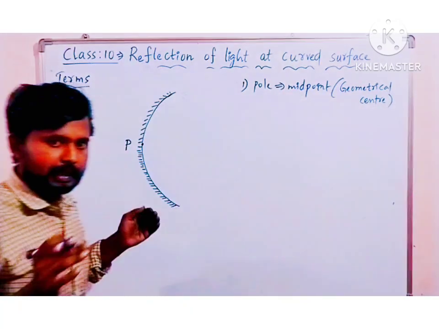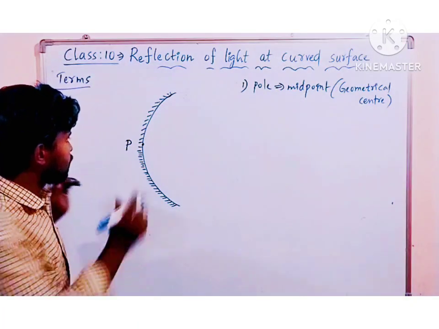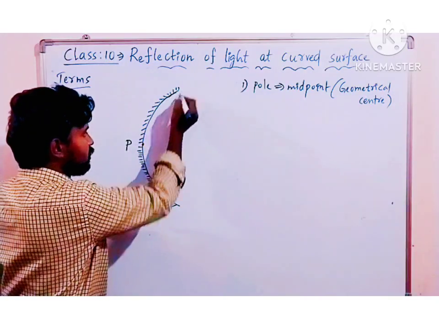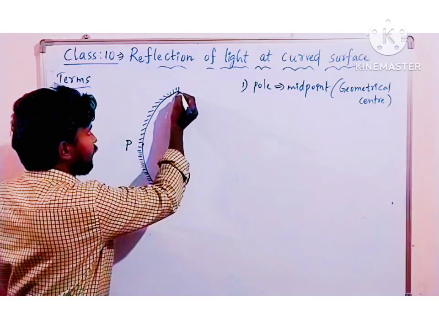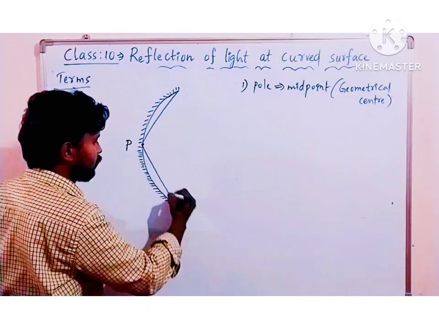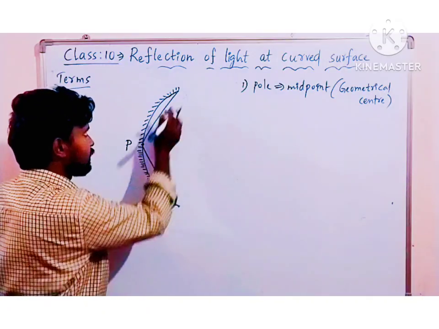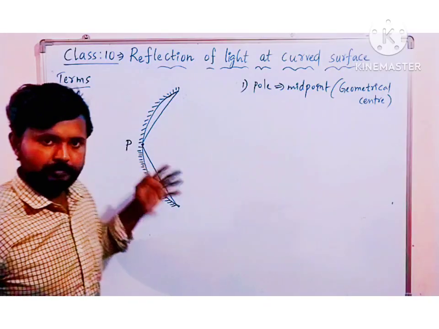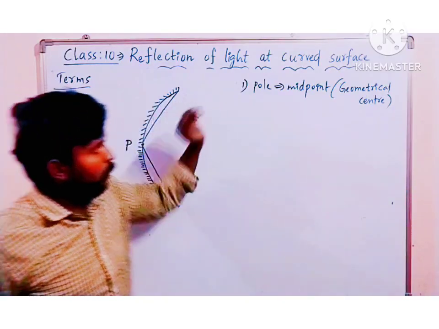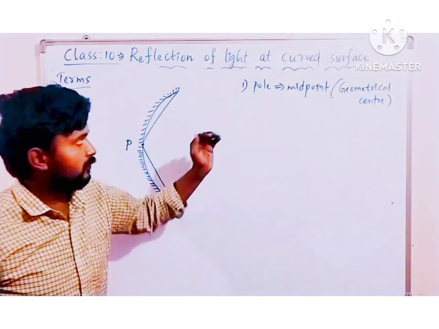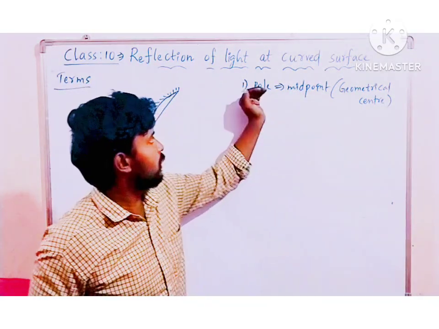What does geometrical center mean? Geometrical center means when we measure from this point to this edge and to that edge, the length should be exactly the same. If we measure the length from here to here and from here to here, and the length is the same, then we can call it the pole. Pole is called the midpoint of the concave mirror. The midpoint of the spherical mirror is called the pole.